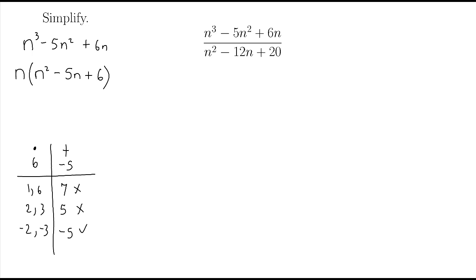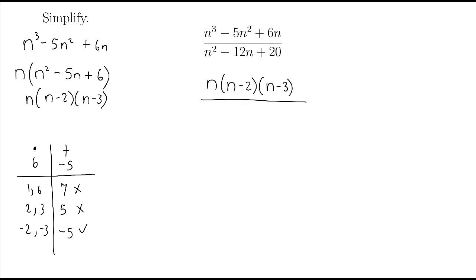So this n squared minus 5n plus 6 will factor to be n minus 2 and n minus 3. And let's not forget about this n in the front. Okay, so the numerator is n times n minus 2 times n minus 3. All right, the denominator now.